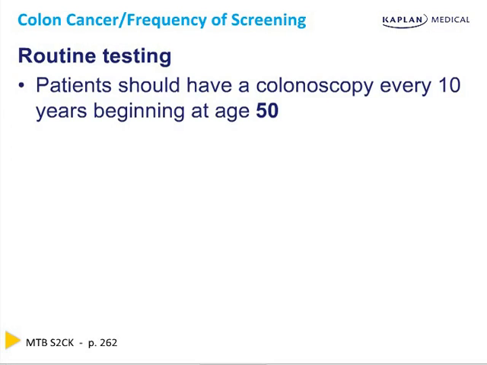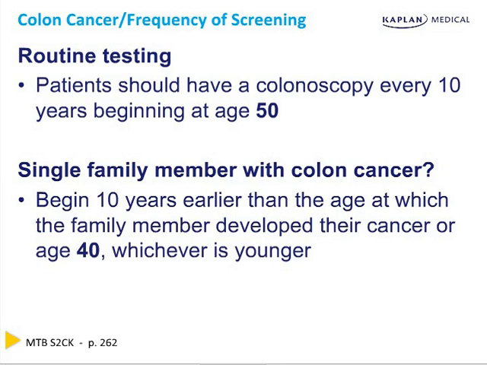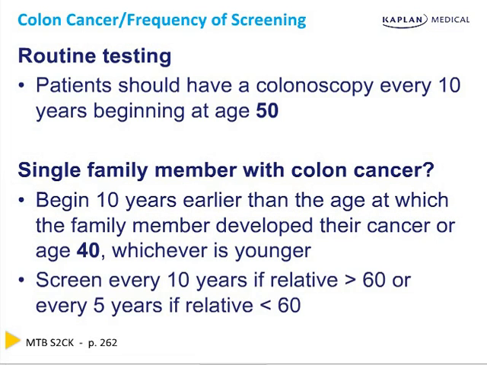In the United States, patients should have a colonoscopy every 10 years beginning at age 50. But what if they've had a single family member with colon cancer? Then they begin 10 years earlier than the age at which the family member developed their cancer, or 40, whichever happens to be younger. We screen every 10 years if the relative was greater than 60, or every 5 years if that relative was less than 60.